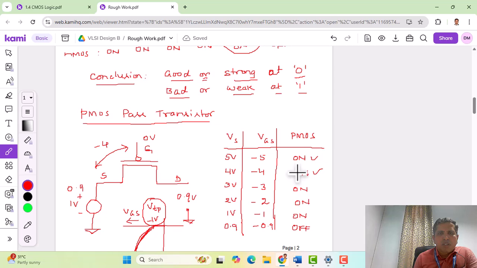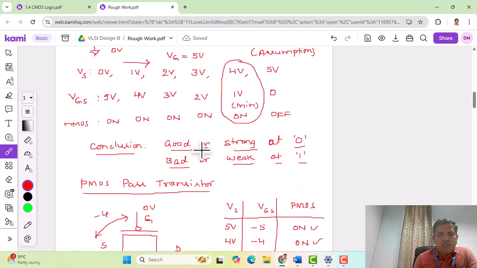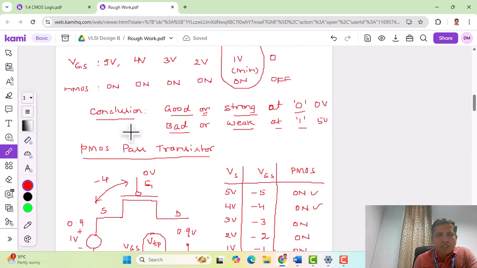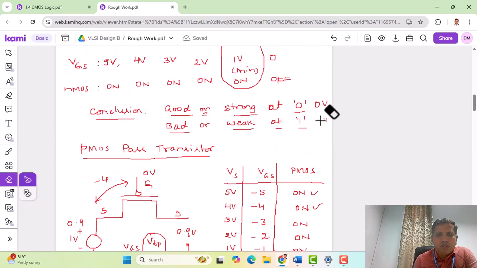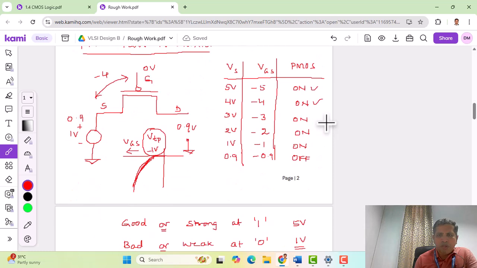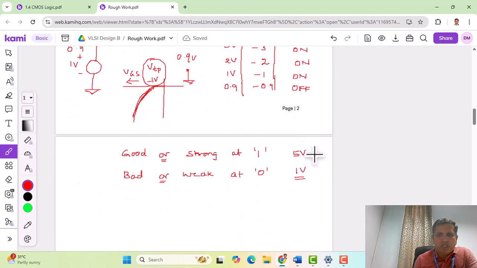So to summarize, the NMOS transistor is good at logic 0 or 0 volts, but bad at logic 1 or 5 volts. It doesn't pass it, because it passes only 4 volts here, not 5 volts. Whereas the PMOS transistor is good at logic 1, it passes 5 volts, but bad at logic 0. It retains 1 volt at the output. When we supply the source with 0, the drain will have 1 volt. That is the conclusion of the pass transistor.